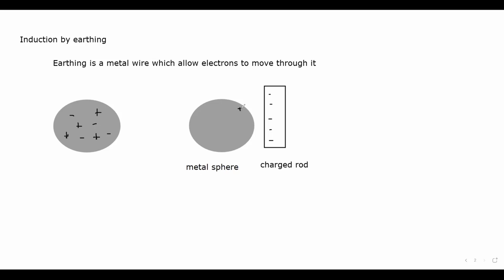Actually, positive charges do not move, but due to the movement of electrons, it appears that all the positive charges are on the right hand side and most of the negative charges are on the left hand side. Now, what is earthing? Earthing is a metal wire which allows the electrons to move through it. So I connect a wire, this red colored wire I attached, and we call this earthing.